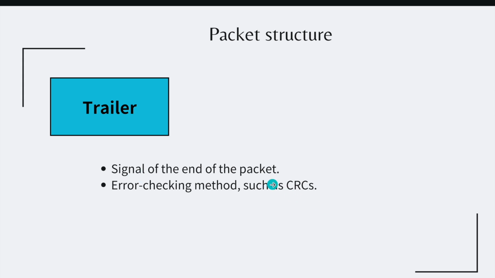For the signal of the end of the packet, its job is to signal the end of the packet to the receiving device. It's just like informing the receiving device, oh, this is the end of the data you need to read. It helps the receiving device know when to stop looking for more data in that packet.